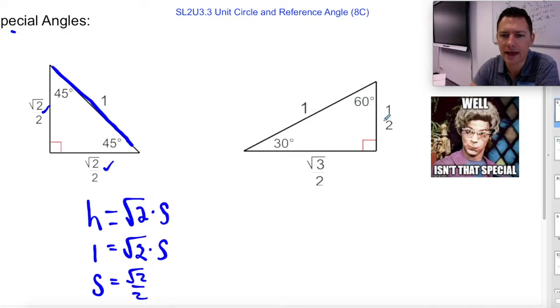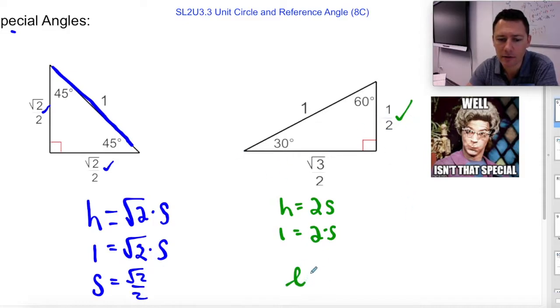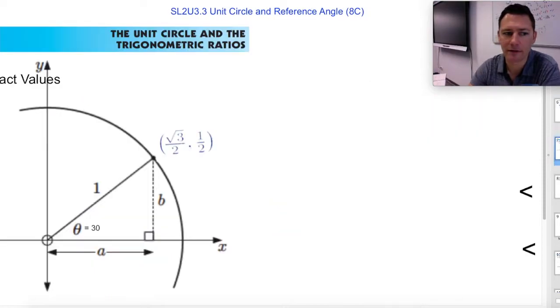Also, we looked at yesterday with the 30-60-90 triangle that the hypotenuse was double the length of the shortest side. Here's the shortest side, here's the hypotenuse. In a unit circle, the hypotenuse, the radius, is 1, so that's double the short side, so the short side should be half. That's where this comes from. And we also figured out that the long side was root 3 times the short side. The short side's a half, so half times root 3 is root 3 over 2. So that's where these pieces come from. All right, great. Let's take that and apply it to the unit circle.